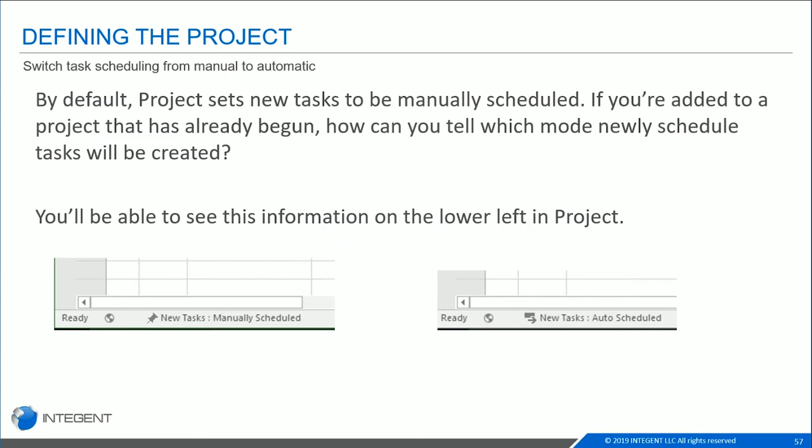By default, Project has new tasks set to be manually scheduled. And so you can see down in the bottom left-hand side of your project client how your new tasks are going to be. Every time you add one, it automatically gives it a manual or auto-scheduled task type. And so you can see down at the bottom, it says either manual or scheduled. You can change it right there, actually. I'll show you a couple of different ways that you can change the task mode.